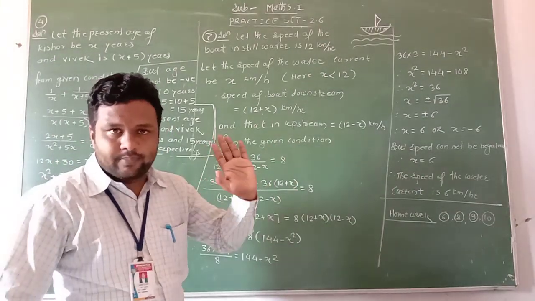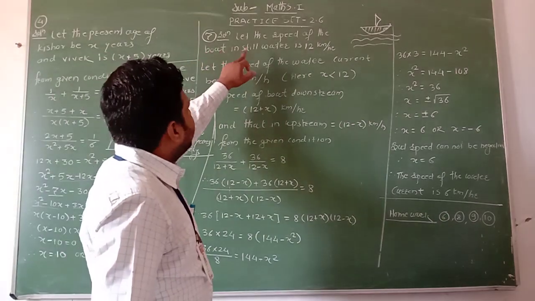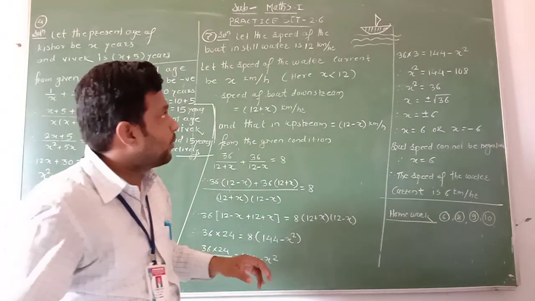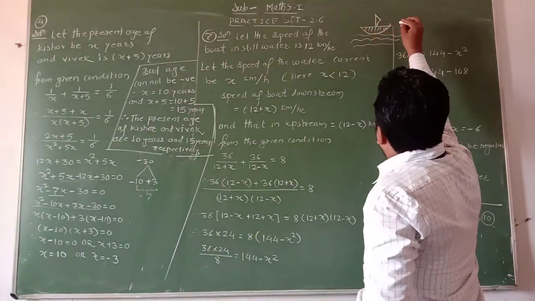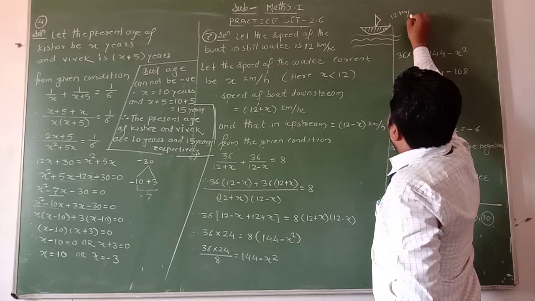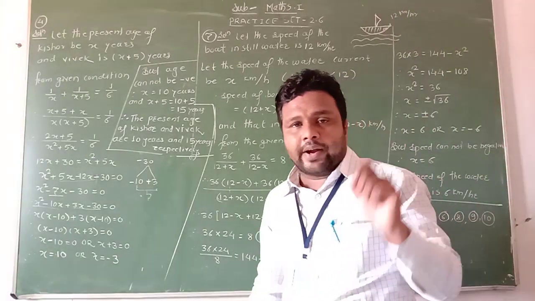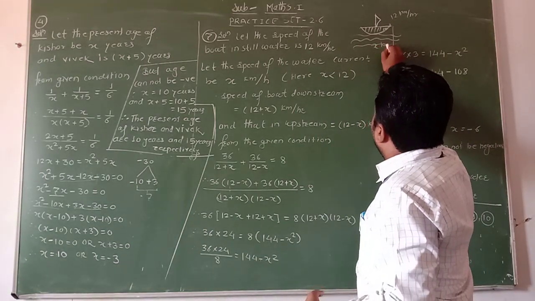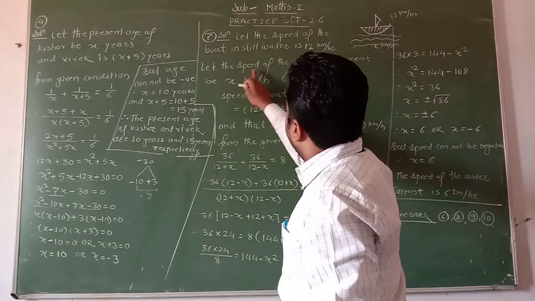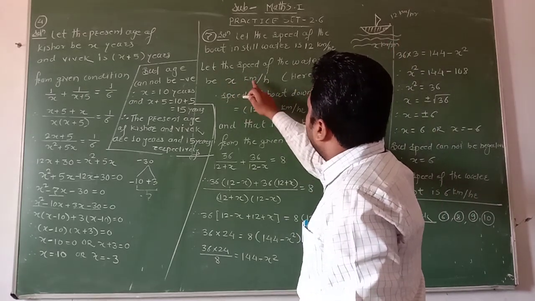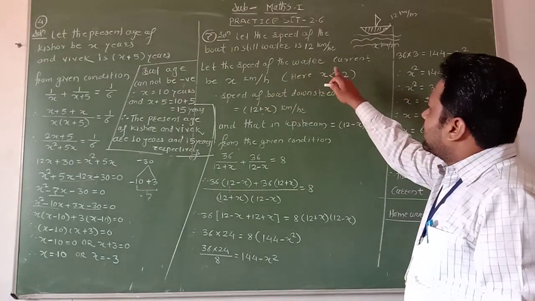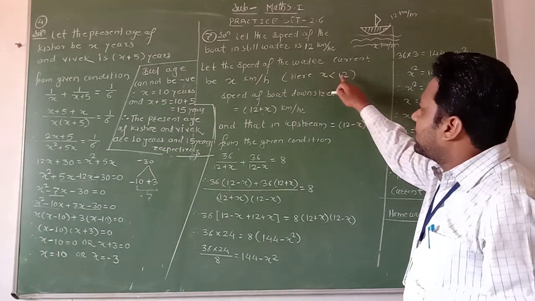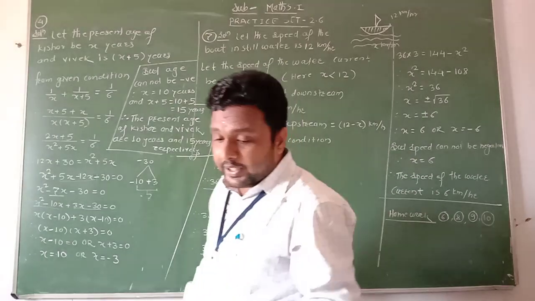For that we take a variable, isn't it? Now the speed of the boat in still water is 12 km per hour. It is already given. This is the boat in water and its speed is 12 km per hour. Now we have to find the speed of water current. For that we consider x kilometer per hour. Let the speed of water current be x kilometer per hour. And here the speed of water current is less than the speed of the boat. Therefore, I write here x is less than 12.